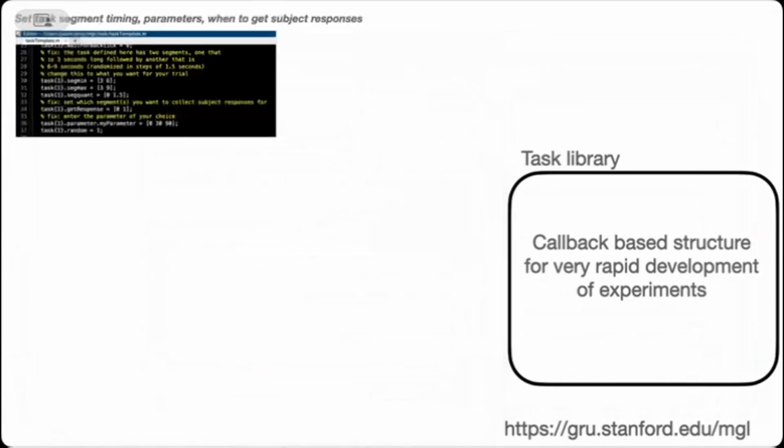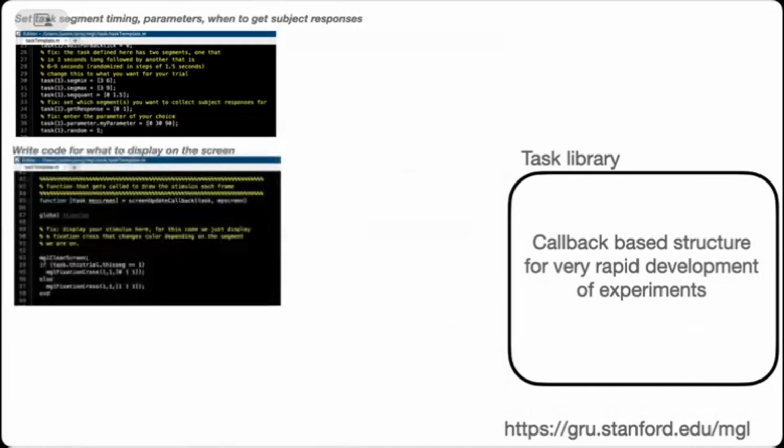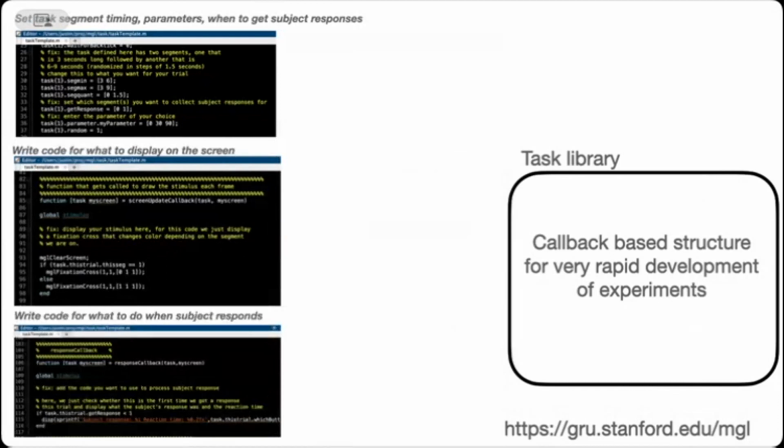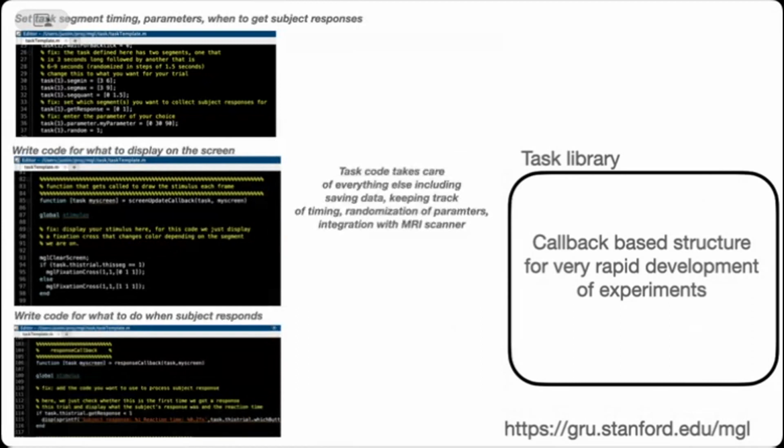To give you a flavor of how it works, there are a few lines of code that you will set up that tell you about the segments and timing of a trial, or the parameters that you might want to randomize over, and when you want to acquire subject responses. And then you write very simple callback functions, like what you want to do when you want the screen to display something, or how you want to do displays, and what you want to do when a subject responds to a particular part of it. The rest of the task library takes care of all the rest in terms of timing, saving all the data, and integrating with eye trackers and the MRI scanners.